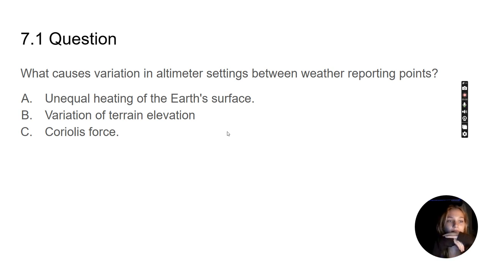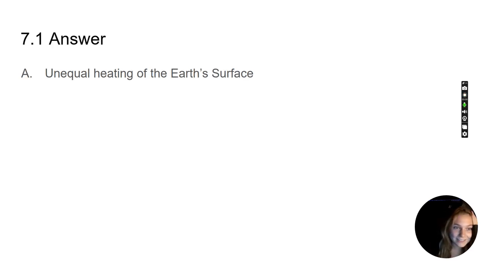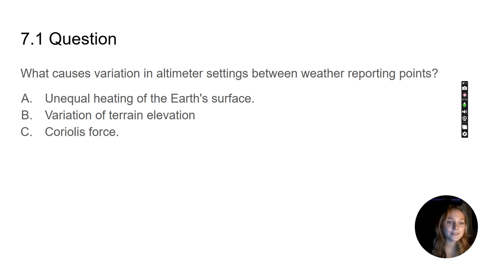All right, now we have a question. What causes variation in altimeter settings between weather reporting points? Pause it here and answer. And the answer is unequal heating of Earth's surface. At first, I answered variation in terrain elevation because I just know altimeters relate to if you're higher up. It was wrong. It's A. Don't get it confused. This is actually related to pressure because of heating, not to the ground. So, yeah.